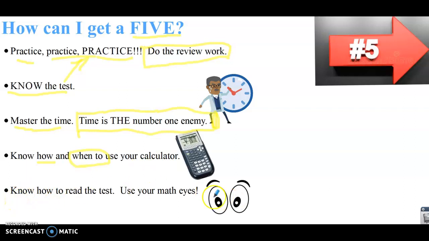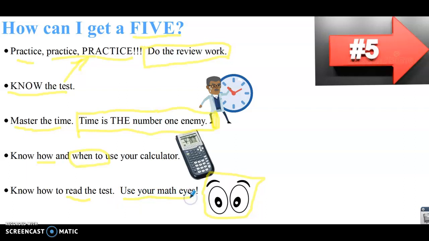Another thing that we have focused on this year is our math eyes, meaning that we have to know how to read the test, and we know that reading means interpreting, understanding what they're giving me. What is the extraneous information? What math concept do they want me to deal with? So being able to use your math eyes, and you've practiced that throughout the year.